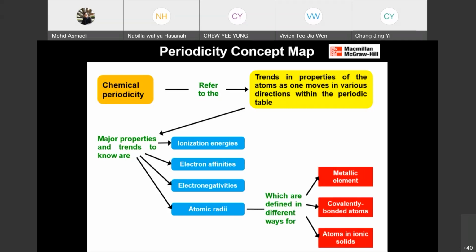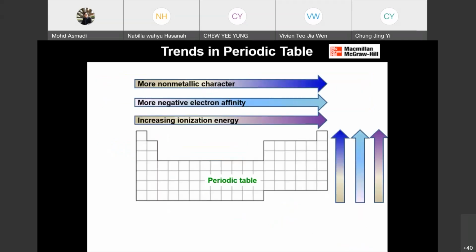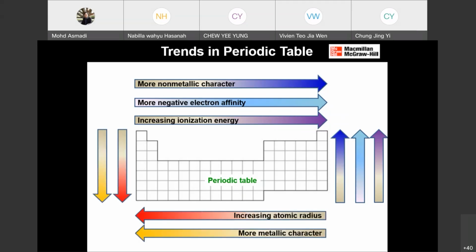So atomic radius is defined in different ways for the metallic, covalent bonded atom and atom in ionic solids. So this is the information we can get. So look at here that from the left to the right of the periodic tables and from the bottom to top, more non-metallic character and more negative electron affinity and increased ionization energy. So you have to remember that. Okay, from left to right, from bottom to top. And from right to left, from top to bottom is the opposite, which is more metallic character.